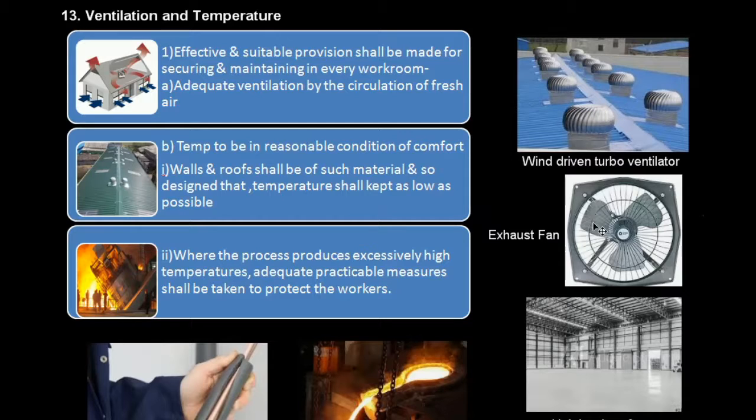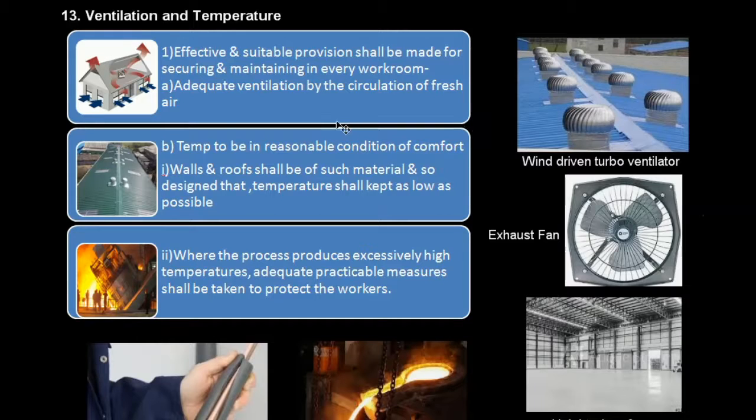The next method could be providing an exhaust fan. This is an artificial ventilation process in which air is forced to move out. Similarly, you can have a fan which forces air to move into the factory, so you can have better ventilation. So these are the various ways in which you can have good ventilation.